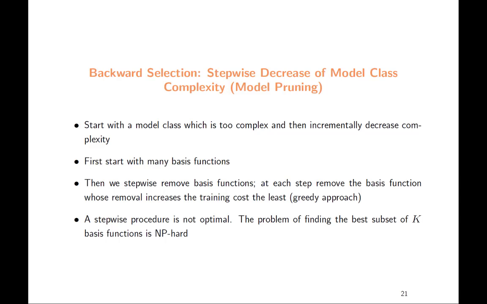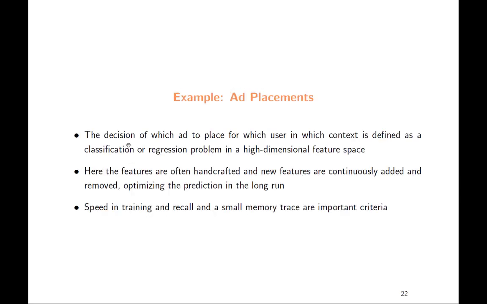Yeah, of course, this is not optimal because we have this greedy behavior, and to find the best subset of k basis functions is in fact NP hard. So that's impossible, and these types of heuristics can work already quite well. So an example is placement of advertisements on your web page when you open a web page.